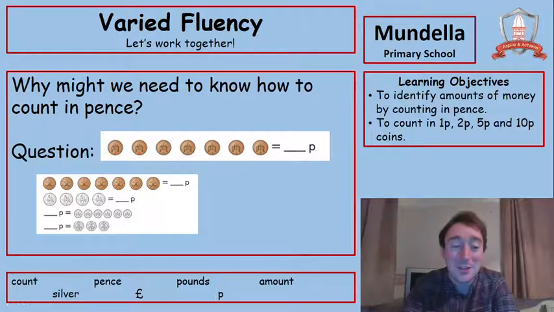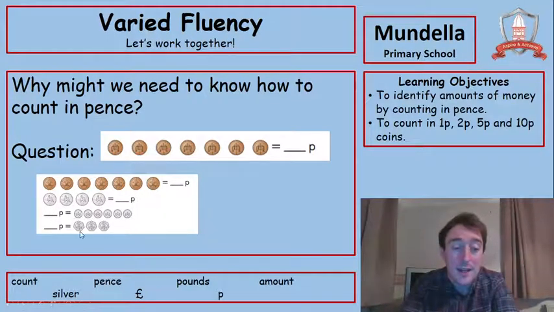And then we've got 2 more to go. This coin here is small and it's silver. It's a 5p coin, okay? So we've got, where's my cursor? Lost it, there it is. Let's count in 5s. 5, 10, 15, 20, 25, 30p. So we've got 30p here.